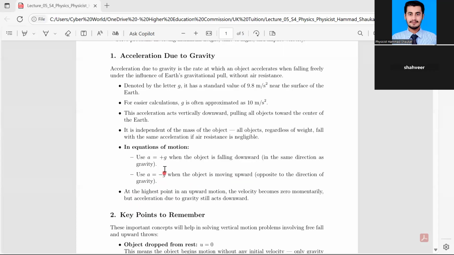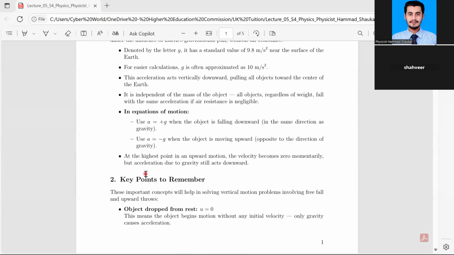If your body is falling under the action of gravity, which sign do you have to use? Positive. Yes, positive. And if your body is moving against the action of gravity, then you have to use? Minus. Yes, minus sign.